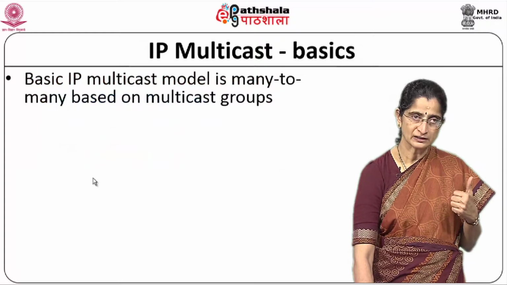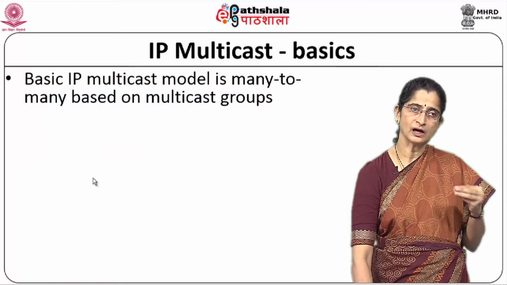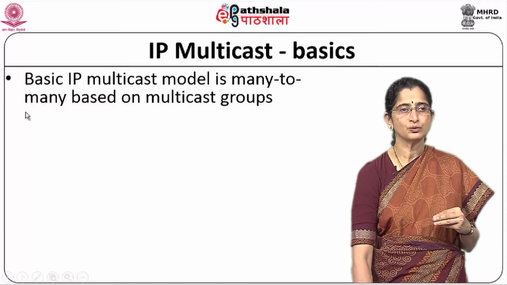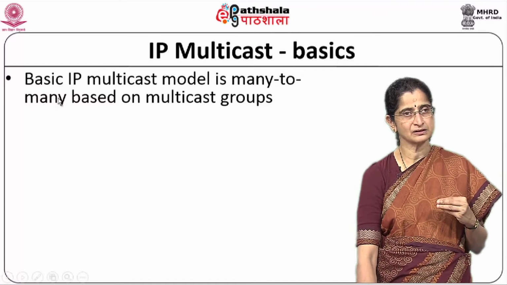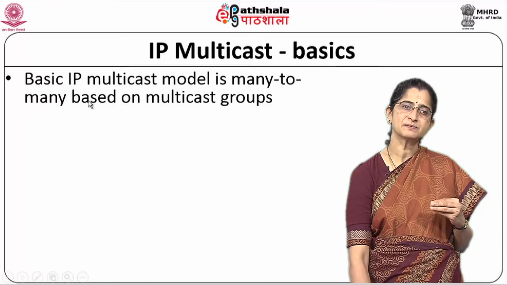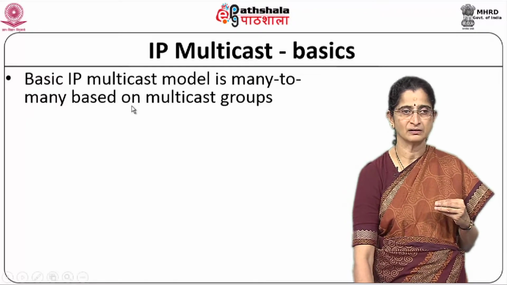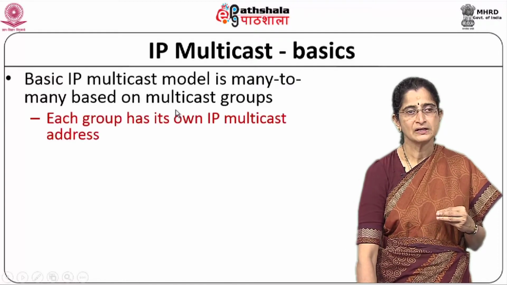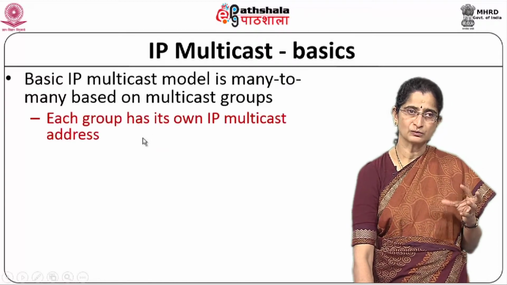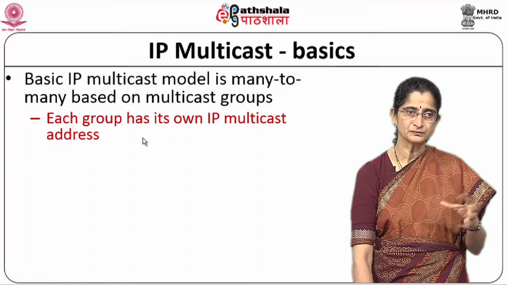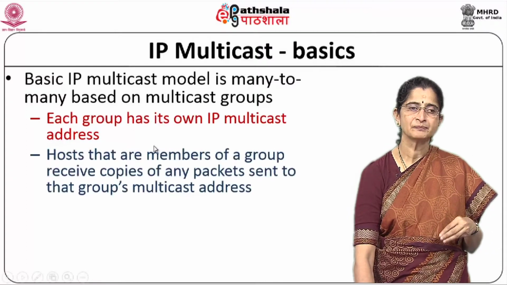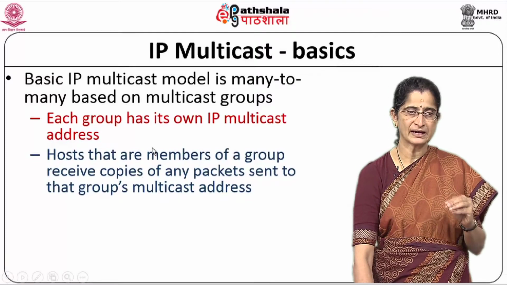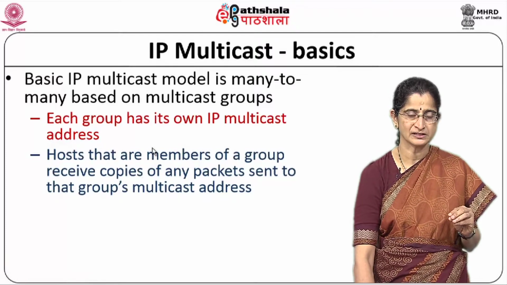So, if we look at how exactly multicasting will take place in this IP scenario. The way the IP multicast model has been set up is basically to cater to many-to-many transmission, based on multicast groups. Every group will have its own IP multicast address, and hosts which are members of a group receive copies of any packets which are sent to that particular group's multicast address.